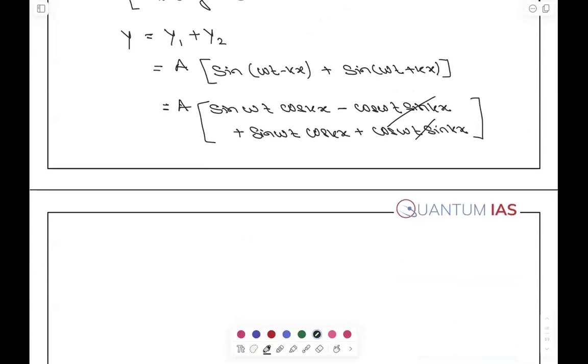So can I write y equals 2A cos kx sin omega t, or simply I write it as R sin omega t.